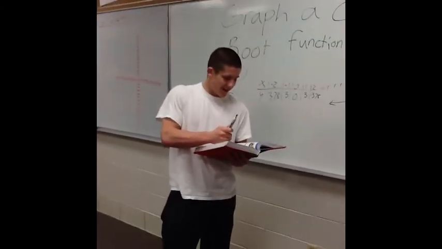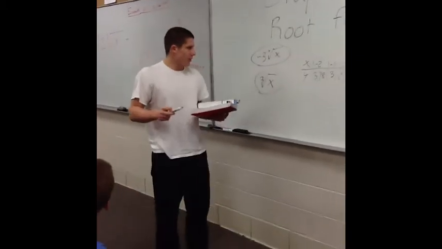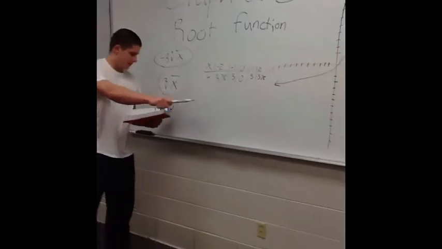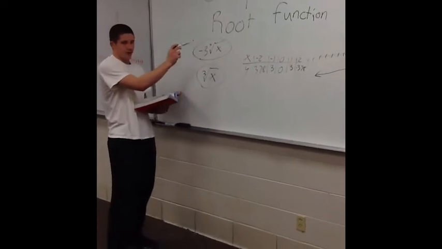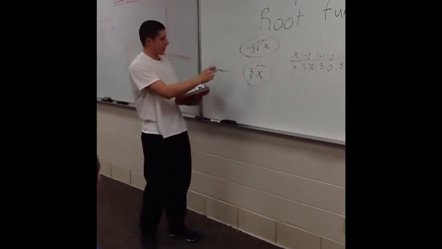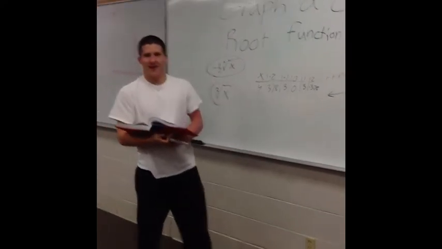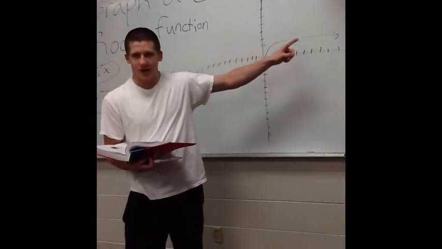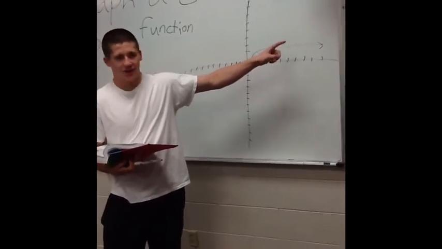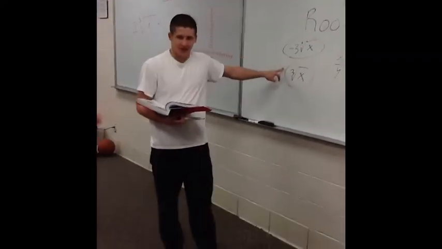Now we're going to graph a cubed root function. Just like before, we're going to have to put them into an xy table here. We're going to graph -3 times the cubed root of x, and we're going to compare it to the cubed root of x. Now over here, we've got a graph that was drawn earlier by Jared Andrews. That is the cubed root of x, okay?